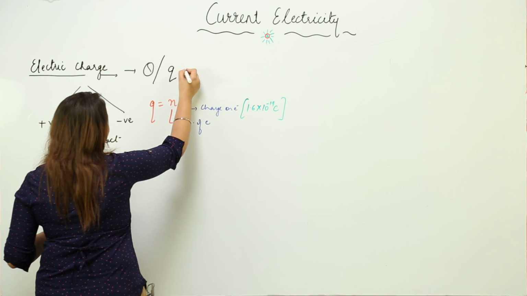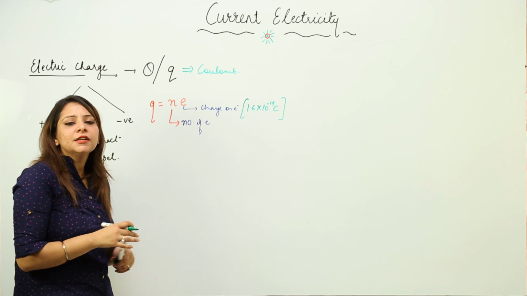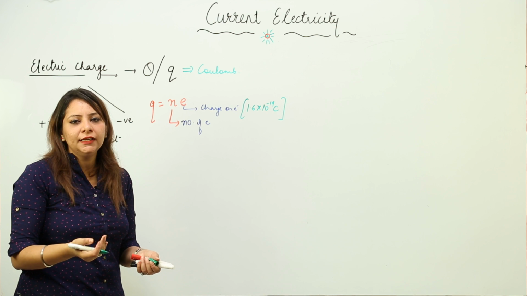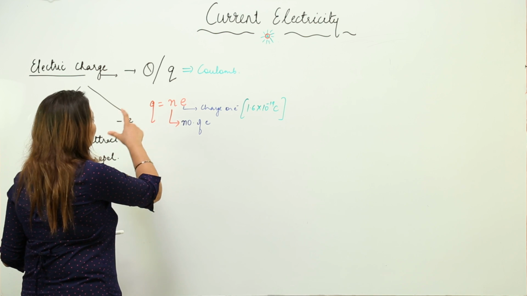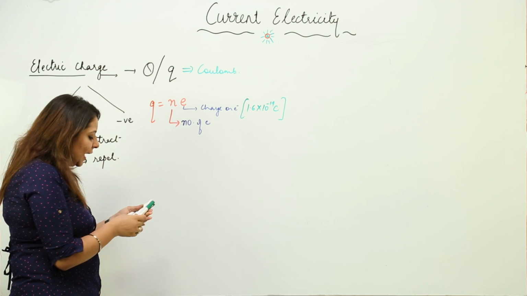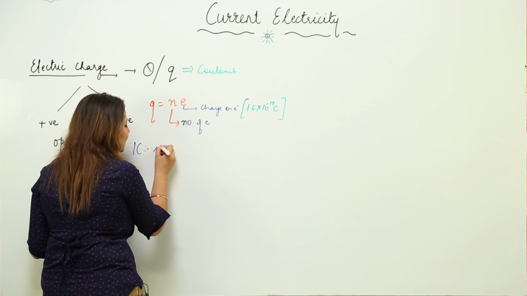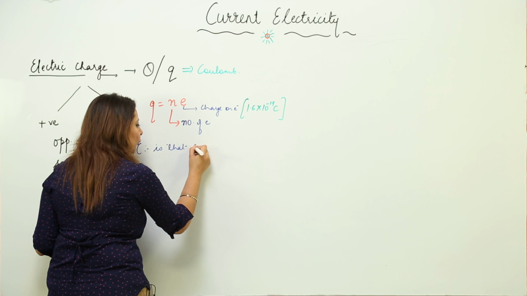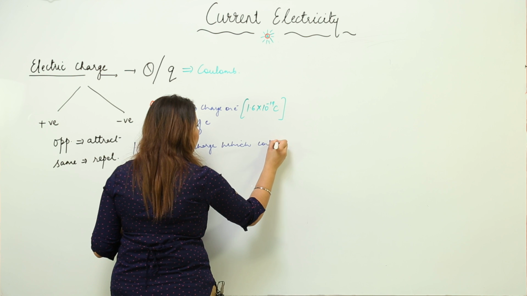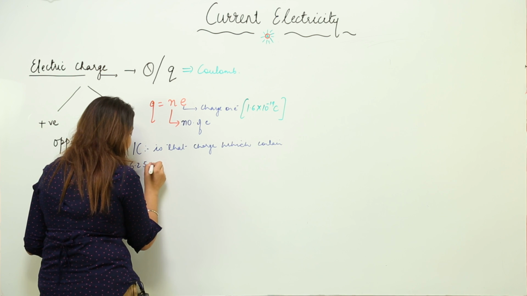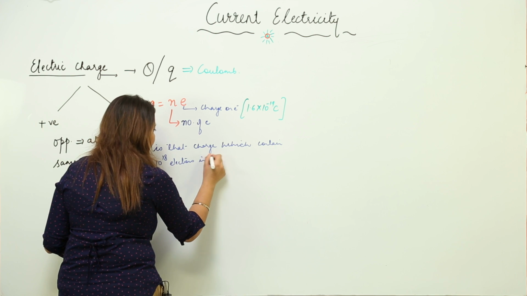And moreover, what is the unit for the charge? It is coulomb. As much of the information was revealed by Coulomb, the unit of charge is kept behind his name, that is the coulomb. So if somebody asks you to define 1 coulomb, how are you going to define it? 1 coulomb is that charge which contains 6.25 into 10 raised to power 18 electrons in it.